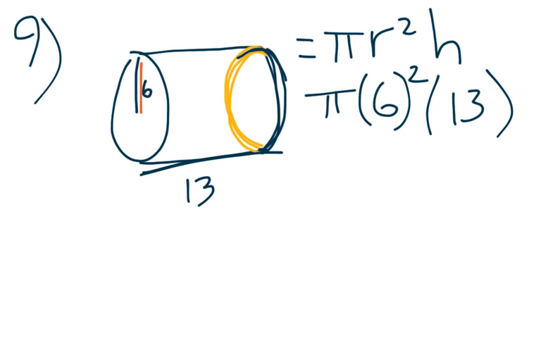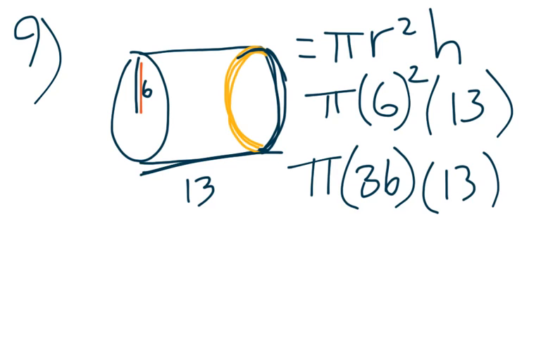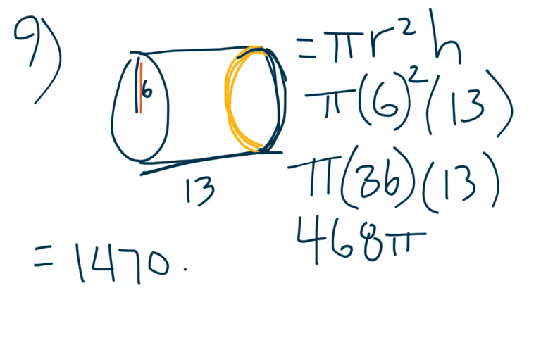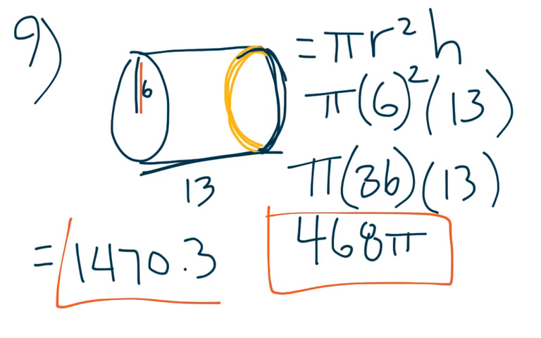So 6 squared is 36, so we want to multiply pi times 36 times 13, and 36 times 13 is 468, so we have 468 pi. And if you want to put it in decimal form, we would multiply 468 by 3.14, and then you would get 1,470.3. So either of these answers are acceptable. You can put 468 pi, or you can say 1,470.3. And that is it for section 13.3.